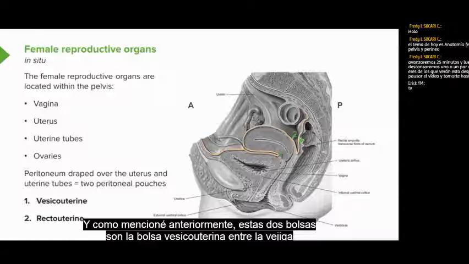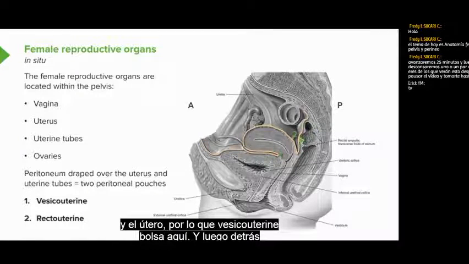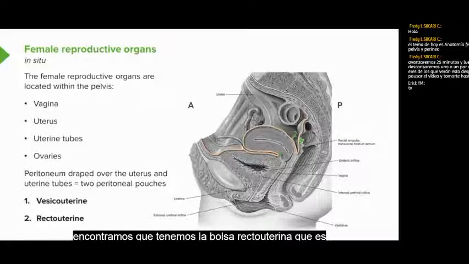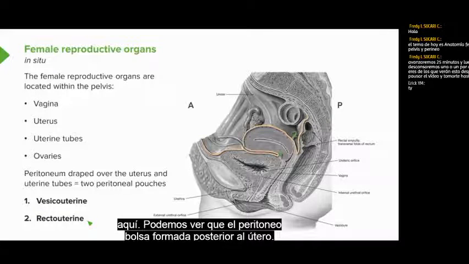And as I mentioned previously, these two pouches are the vesico-uterine pouch between the bladder and the uterus, so the vesico-uterine pouch here, and then behind the uterus and the rectum, we find we have the recto-uterine pouch, which is here. We can see that peritoneum pouch formed posterior to the uterus.